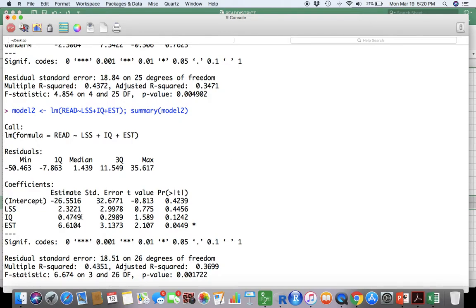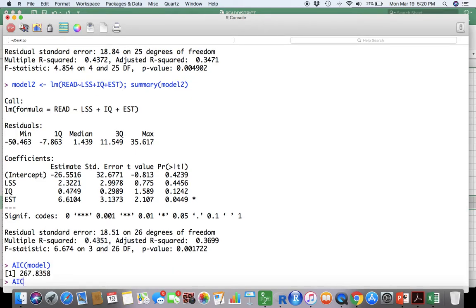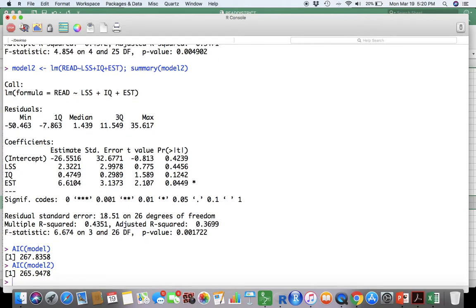Now one thing I can do is take my AIC for model 1, and I can take my AIC of model 2. Now, guys, what did I teach you in an earlier video? If the AIC decreases, then model 2 is better. So if I get an AIC for model 2 that's below 267.8358, then I can say with some level of confidence that model 2 is an improvement. So it decreased, so model 2 does appear to be an improvement on predicting reading score.